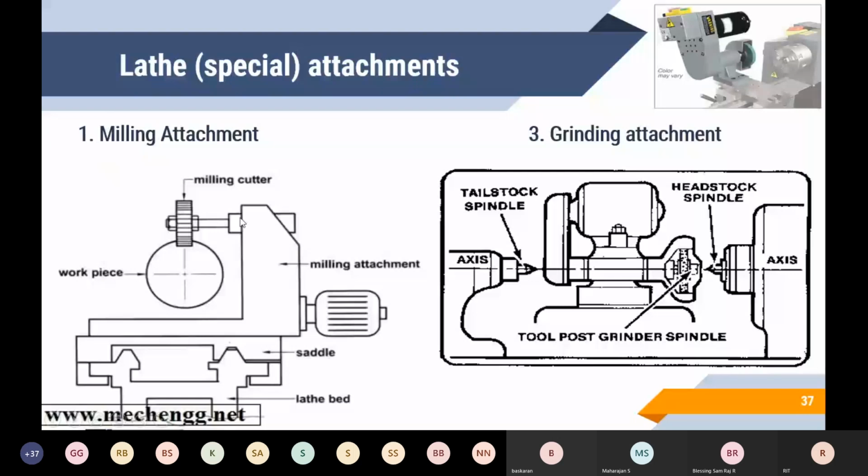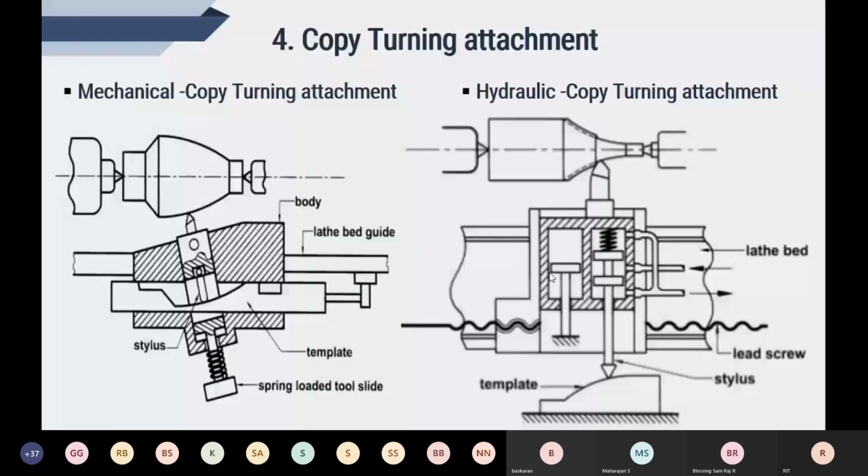The grinding attachment is similar to that, but the tool orientation is entirely different, mutually perpendicular. In the milling case, the milling cutters move in the right center to left center direction. In this case, the grinding wheel moves perpendicular to the right center to left center direction. Then copy turning attachments machine complex contours on the work, which requires feeding the tool in two axes simultaneously, similar to taper turning. That is the copy turning attachment.